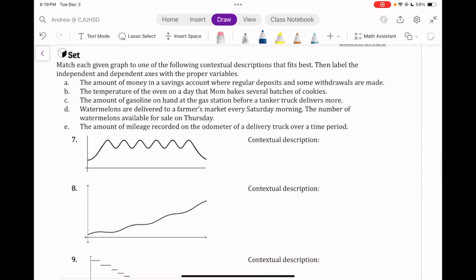B says the temperature of the oven on a day that mom bakes several batches of cookies. Well, 7 works well with that one. Maybe each rise and fall is a batch of cookies. But more likely than not, that could be the thermostat, turning the oven on and off to maintain a fairly constant temperature. Or maybe every time mom opens the door of the oven, the temperature goes down. Either way, it's number 7.